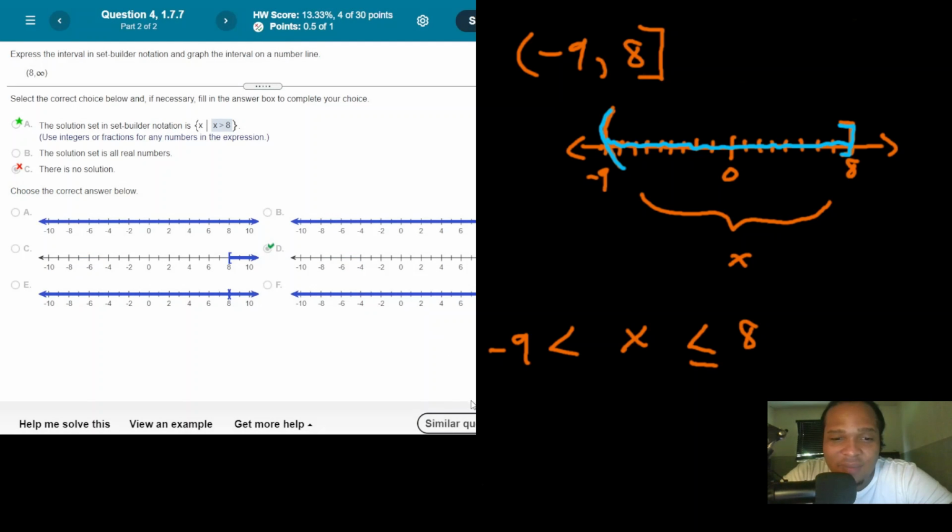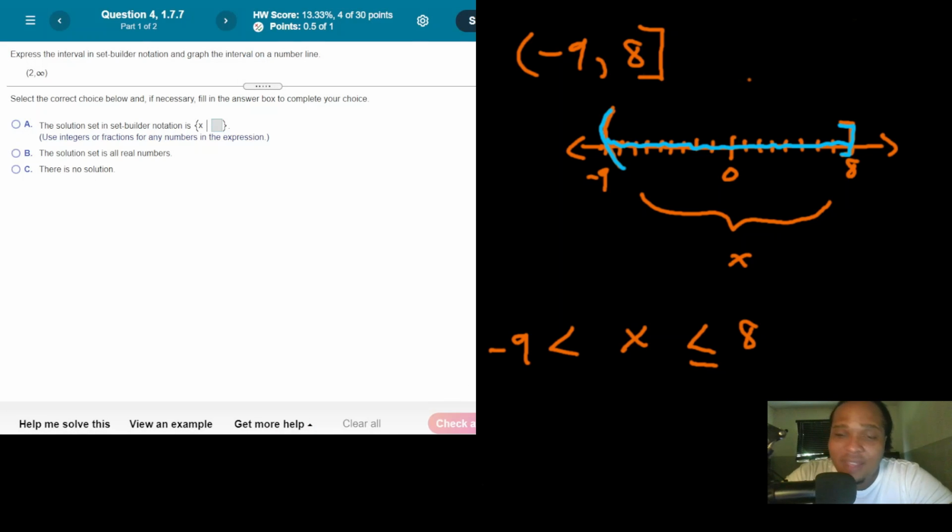Okay, looks like I made a mistake and got this one wrong. We're going to hit similar. Okay, so now we have the concept of infinity. You know what infinity means. Infinity means it goes on forever and ever.